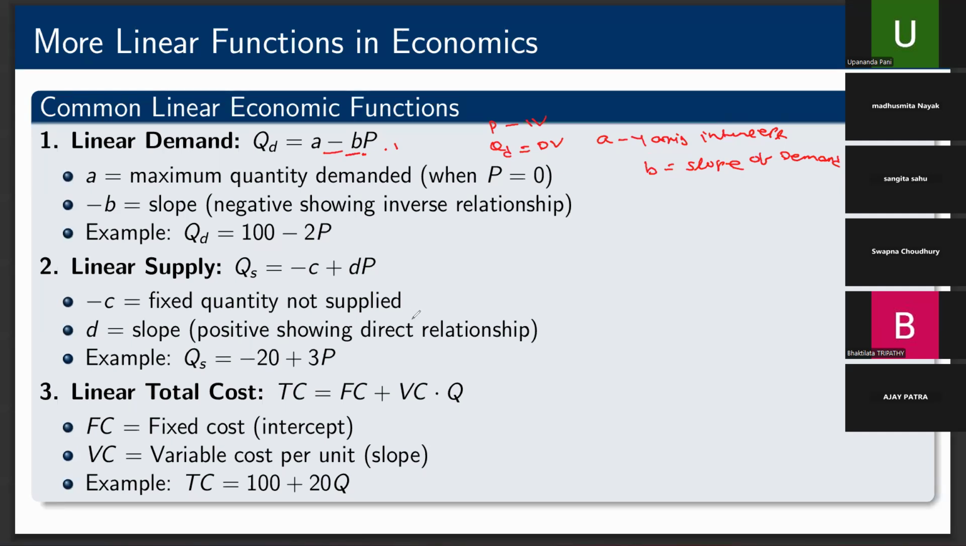Another linear function is the total cost function, that is, fixed cost plus variable cost into quantity. Fixed cost is a constant number, here 100 is my fixed cost, and variable cost equals 20q. As the highest power of q equals 1, I say that this is a linear function.